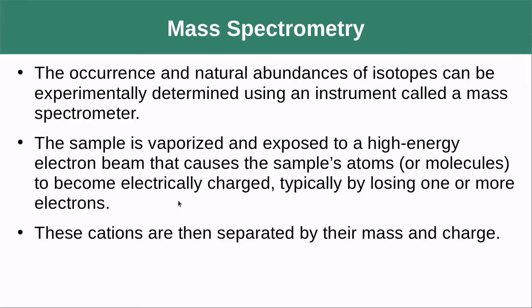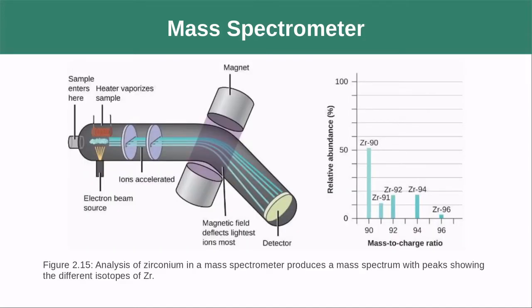The occurrence and natural abundances of isotopes can be experimentally determined using an instrument called a mass spectrometer. Basically, the samples are vaporized and then they are exposed to high energy electron beams, and it kind of removes electrons from the sample, making them charged, and then it's focused through onto a detector using magnets. So here's an example here.